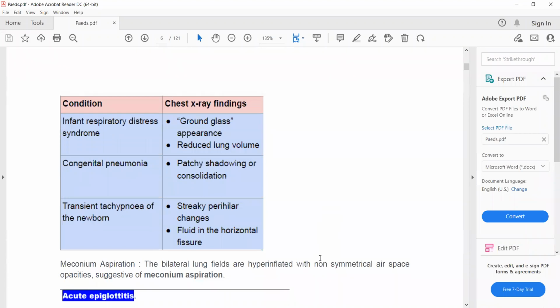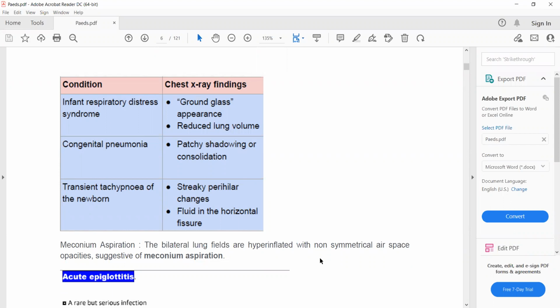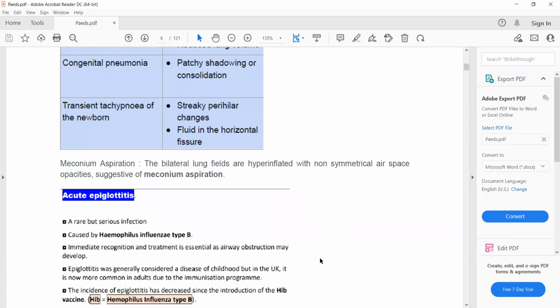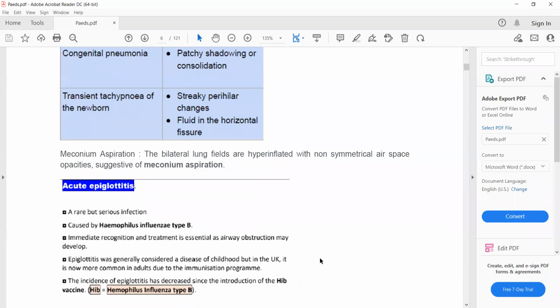A short summary of chest X-ray findings of common conditions. Infant respiratory distress syndrome, ground glass appearance on a chest X-ray. Congenital pneumonia, patchy shadowing or consolidation. Transient tachypnea of the newborn, fluid in the horizontal fissure. So these are some important X-ray findings that are associated with different respiratory conditions in the newborn.